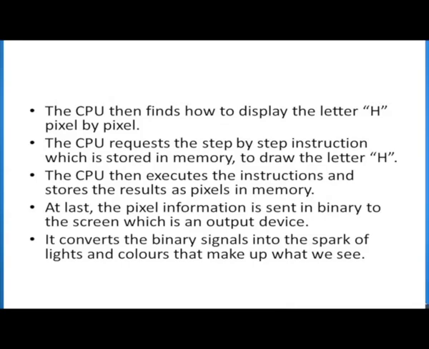The CPU then finds how to display that letter H pixel by pixel. The CPU requests the step-by-step instructions stored in the memory to draw the letter H. The CPU then executes the instructions and stores the results as pixels in memory. At last, the pixel information is sent in binary to the screen, which is an output device. It converts the binary signals into the sparks of light and colors that make up what we see. All this happens very quickly.